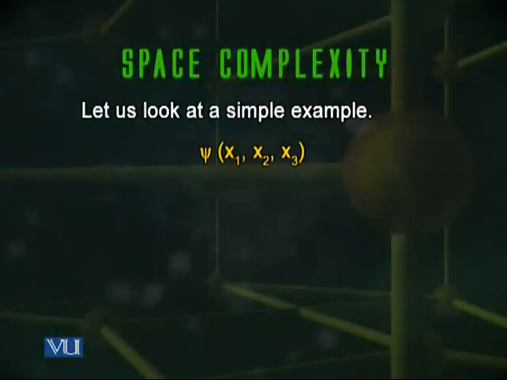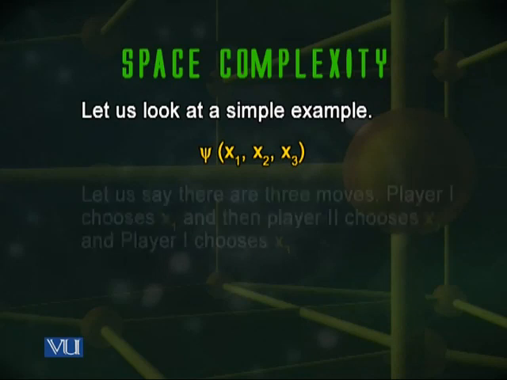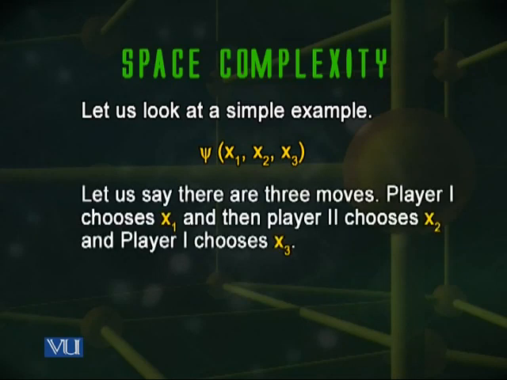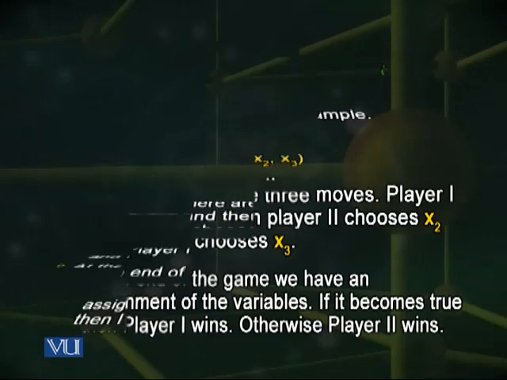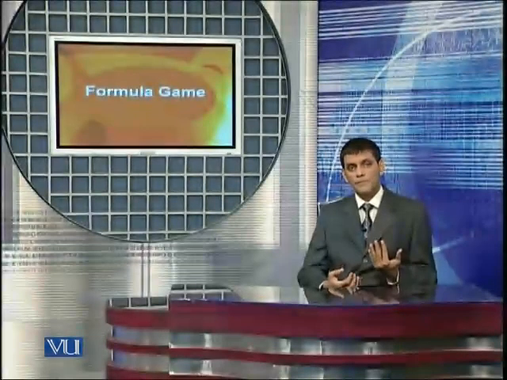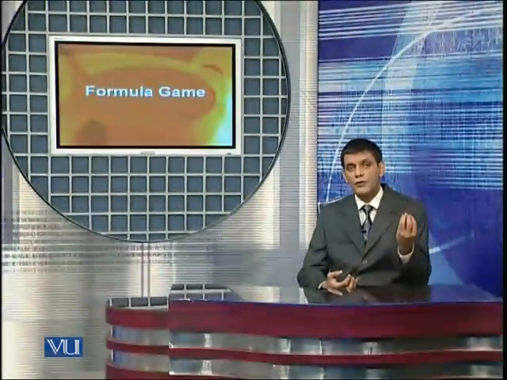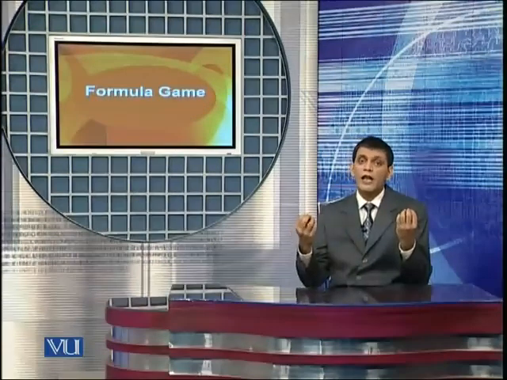So here we have a formula psi of x1, x2, x3. So in this game, let's say there are three moves. Player 1 chooses x1, and then player 2 chooses x2, and then player 1 chooses x3 again. At the end of the game, we'd have assignment of these three variables. If psi becomes true, player 1 wins. Otherwise, player 2 wins. So in this game, player 1 has a goal. He's trying to make the formula psi true. Player 2 has a goal. He's trying to make the formula psi false.